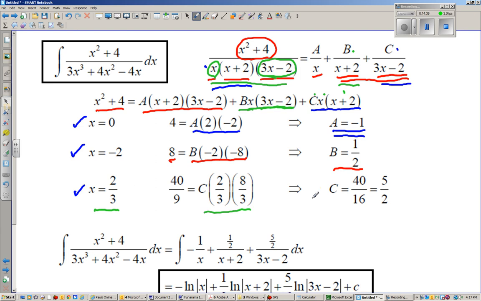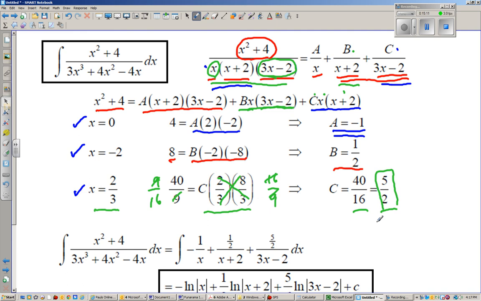And you know, what have I got? Well, I've got 16 over 9, right? And if I multiply both sides by 9 over 16 to get c, the 9's will cancel, right? I'll get 40 over 16, which reduces, 8 goes into both, reduces to 5/2.